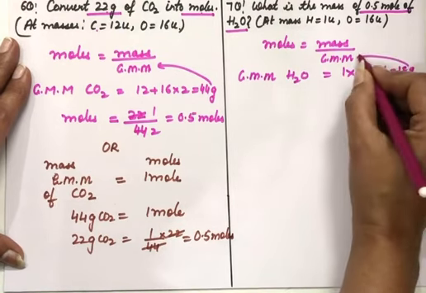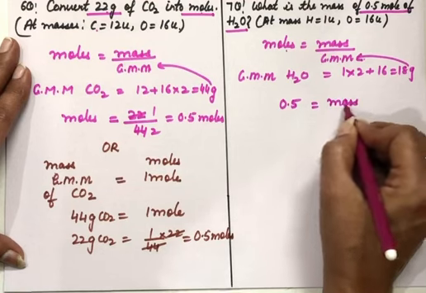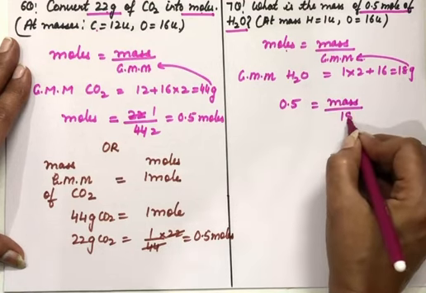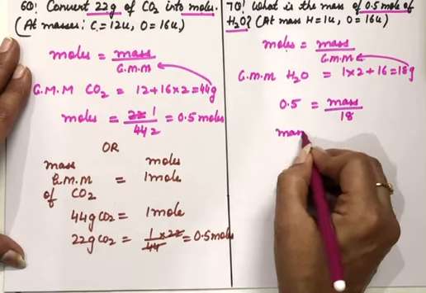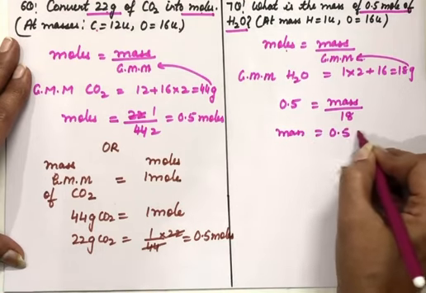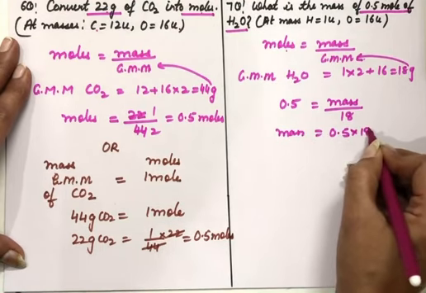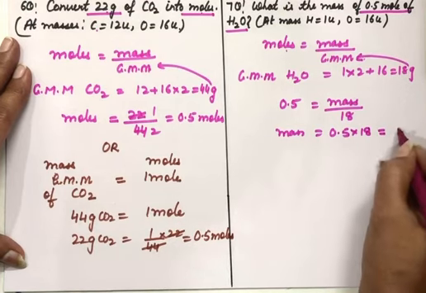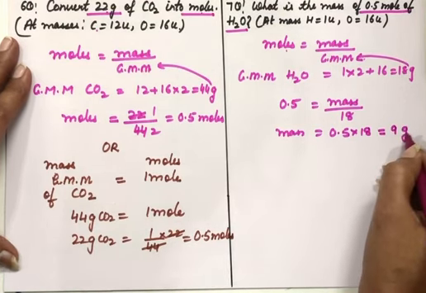We fill it here. Moles are given, 0.5, so we fill 0.5 moles equal to mass, which we have to find out, and gram molecular mass is 18. So mass is equal to 0.5 into 18. This will come out to be equal to 9 grams.